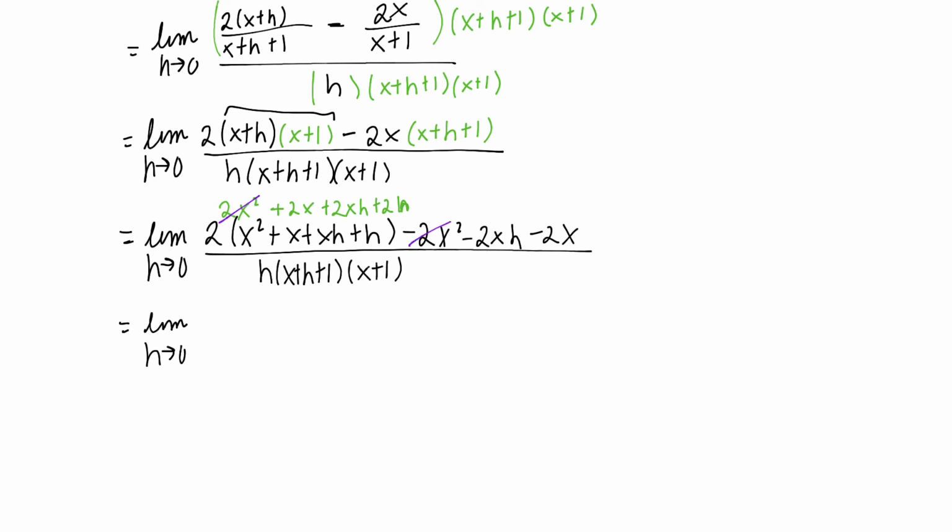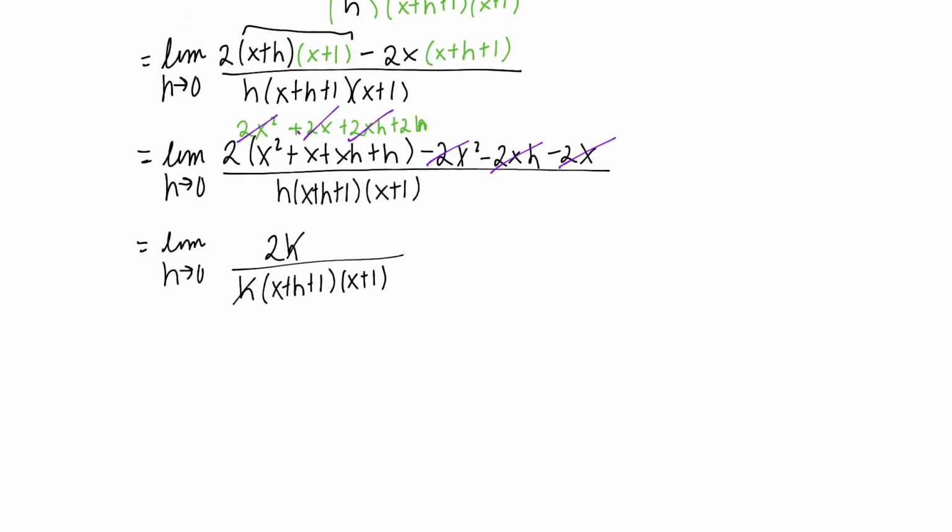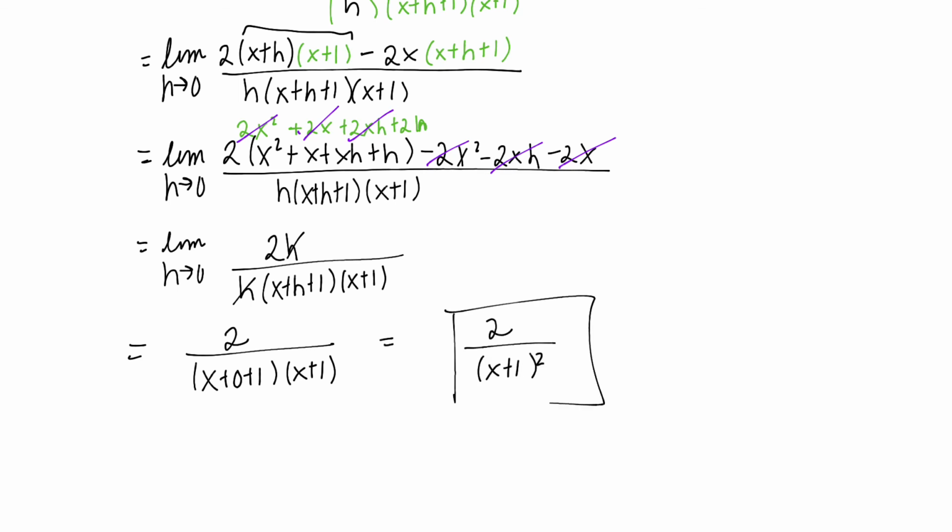And the 2x squareds would cancel. The 2xh's would cancel. The 2x's would cancel. You'd be left with 2h over h times x plus h plus 1 times x plus 1. Then the h's would cancel, and then you could plug in h equals 0. So you'd have x plus 0 plus 1, which is x plus 1. You would end up with 2 over x plus 1 squared. I'm just simplifying it because x plus 1 times x plus 1 is x plus 1 squared, so just saving the time of doing that.